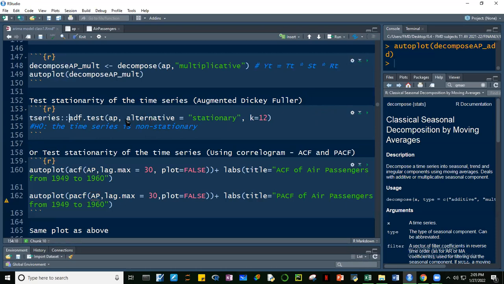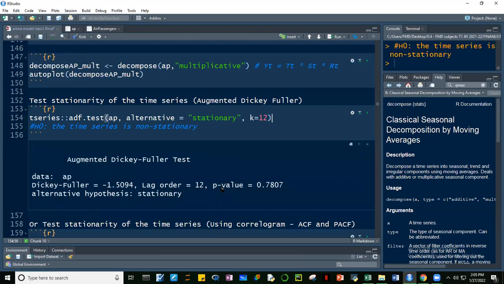Ito yung syntax niya. Yung object natin, AP, alternative is equal to stationary. Ano ibig sabihin nito? So, alternative is equal to stationary. Ibig sabihin, ang null hypothesis natin, non-stationary yung time series. Okay, non-stationary yung time series. k is equal to 12. Okay, let me clarify muna kung ano yung k equal to 12. Is the k the cycle? Okay, babalikan ko na lang kayo, guys. No? Nakalimutan ko kung ano yung k dito. So let's run this.